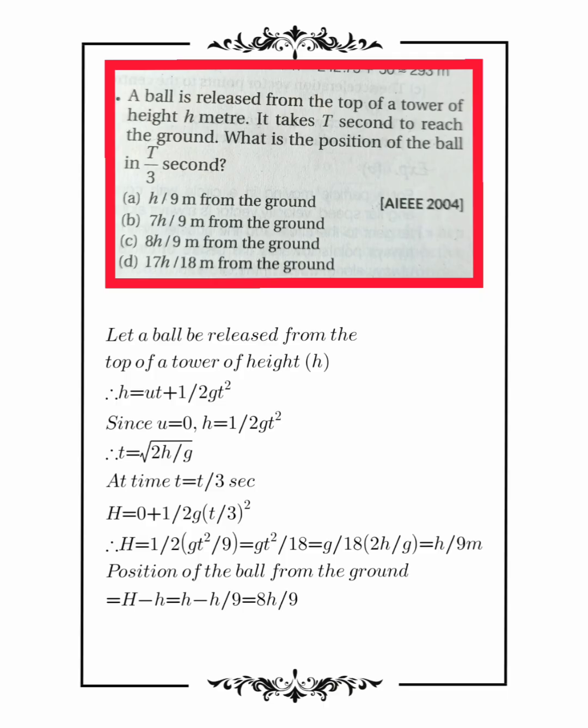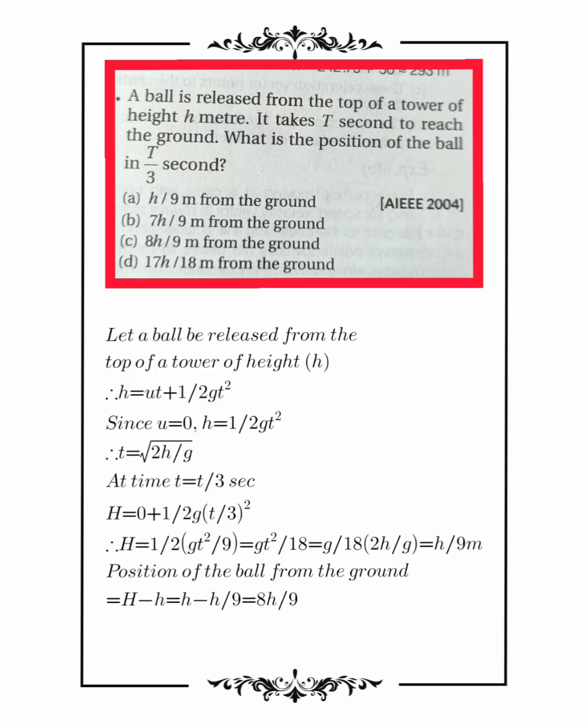If the ball is dropped from a certain height, initial velocity is considered to be 0. Using the formula h is equal to ut plus half gt square, we get h is equal to half gt square, t is equal to root of 2h by g. At time t is equal to t by 3 seconds, the formula h is equal to ut plus half gt square can be made use of again. Therefore, h is equal to 1 by 2 g into t by 3 whole square.